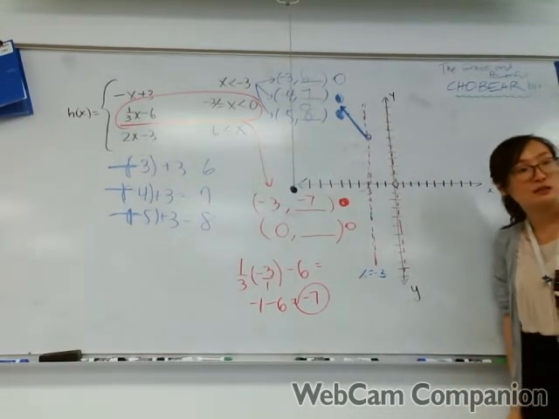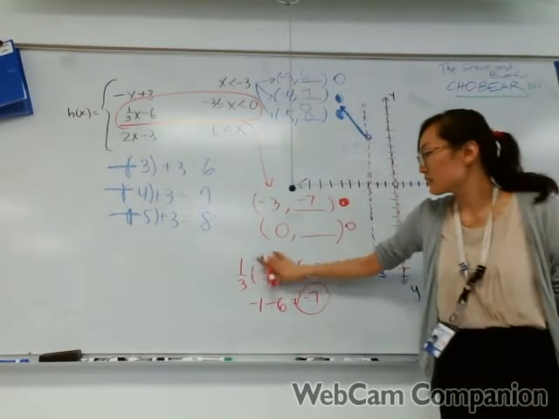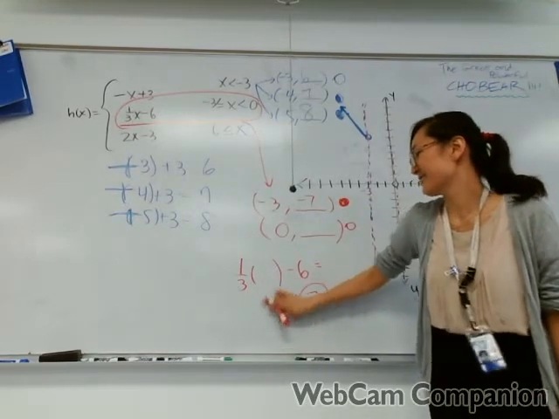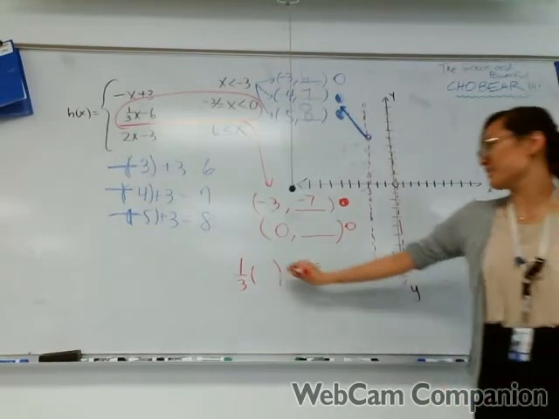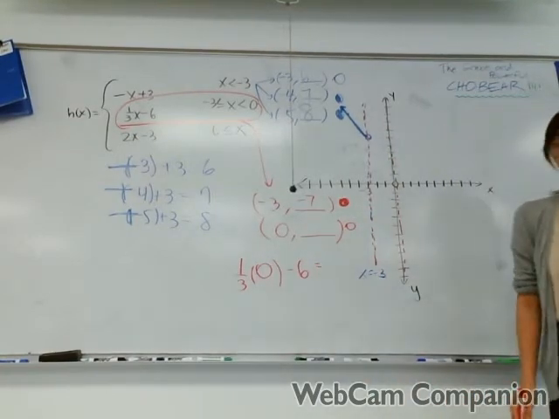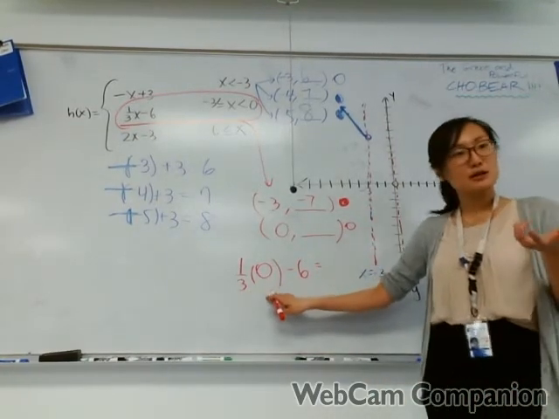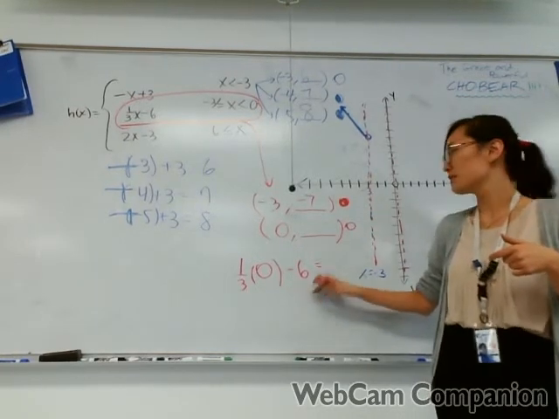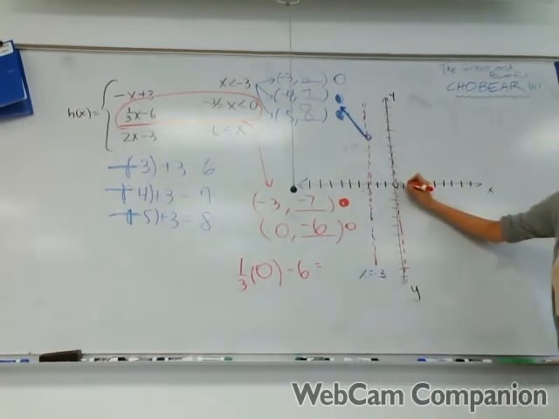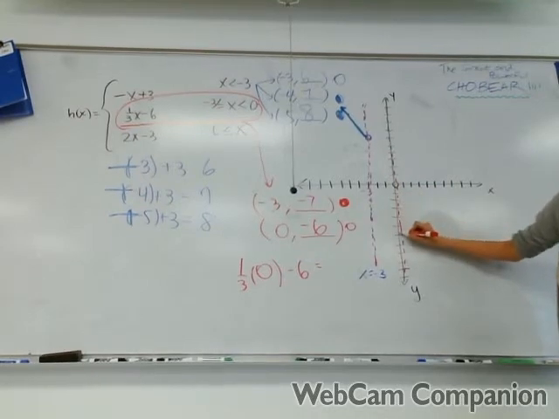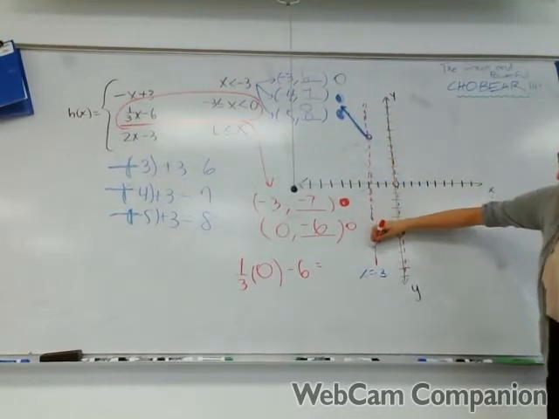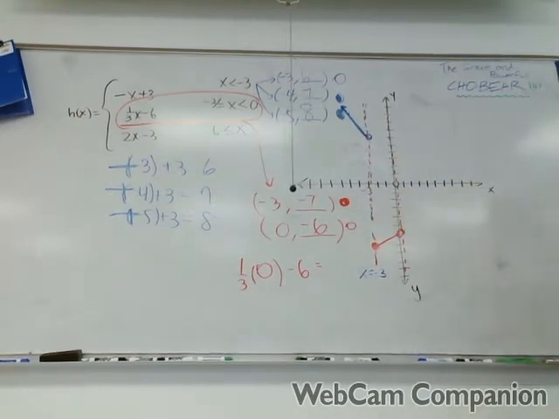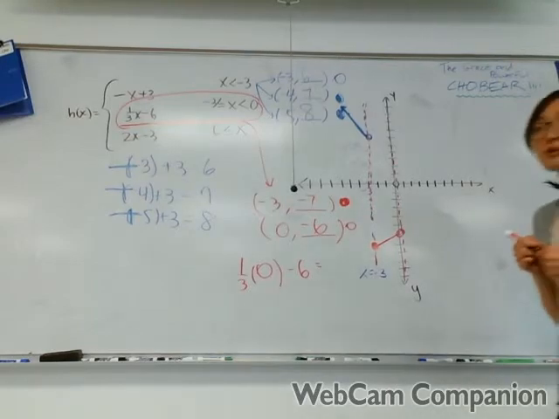So -3 comma -7. Let's plug in the second value, 0. 1/3 times 0 is 0. 0 minus 6 is -6. So at 0, 1, 2, 3, 4, 5, 6, a white dot. And at -3, -7, right here, a black dot. Connect those dots together, and there's my second piecewise function.